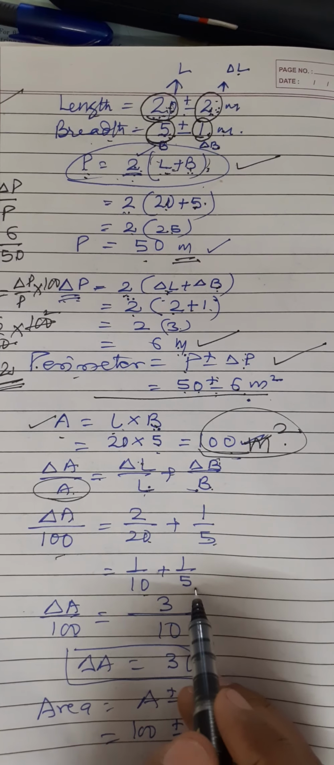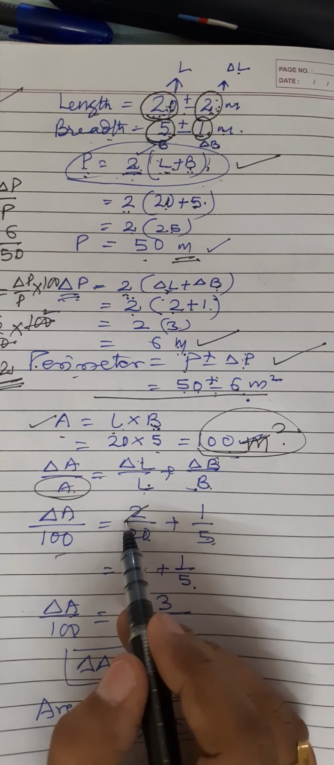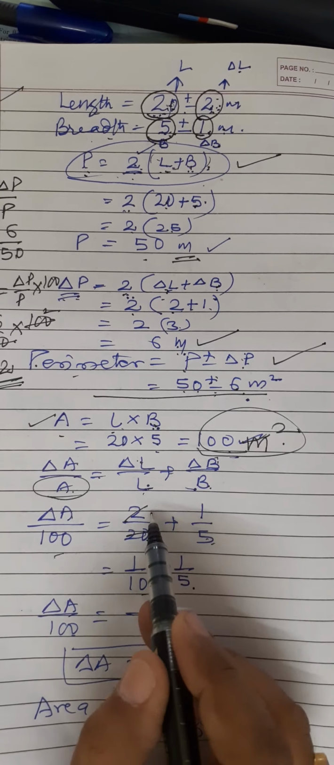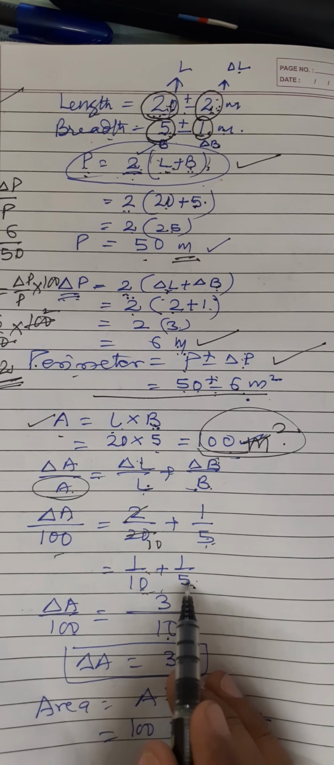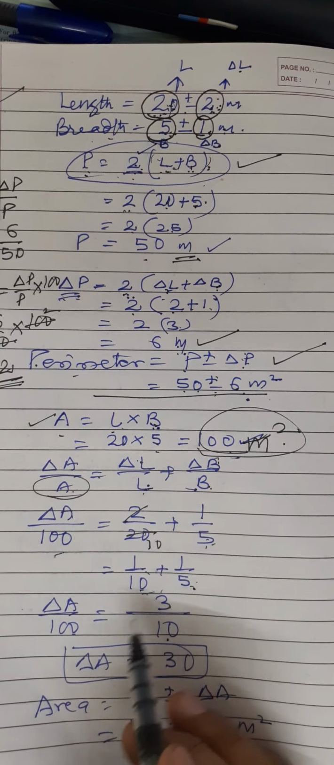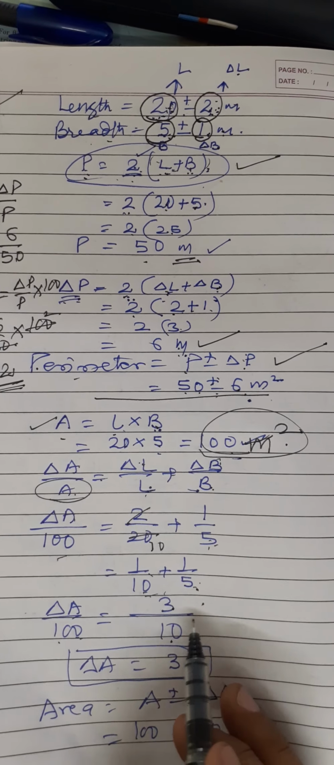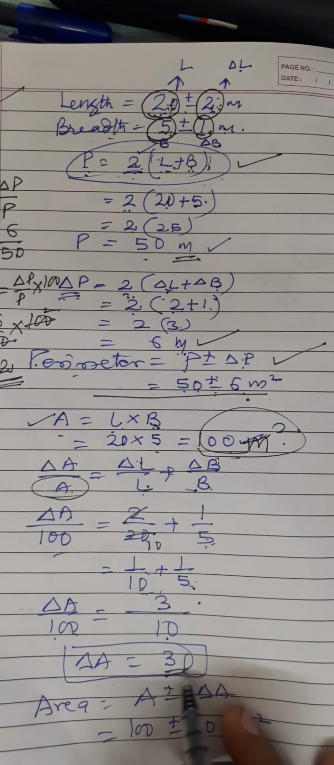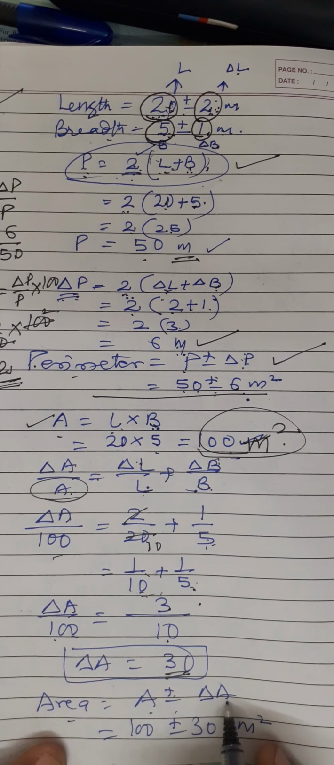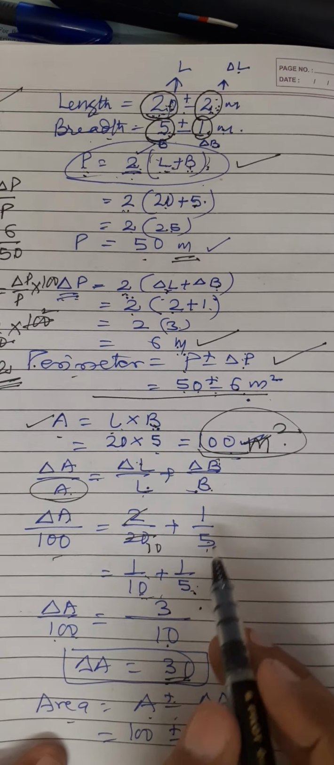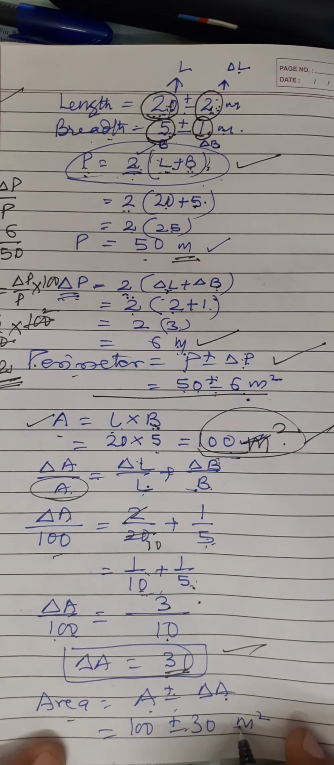Taking the LCM, we can cancel out this 2 with 20. This will come out to be 1 by 10 plus 1 by 5. Taking the LCM of these two, that will be 10, and this will be 3 in the numerator. Taking this 100 along this side, that will make it 30. So the area comes out to be A plus minus delta A, that will be 100 plus minus 30.